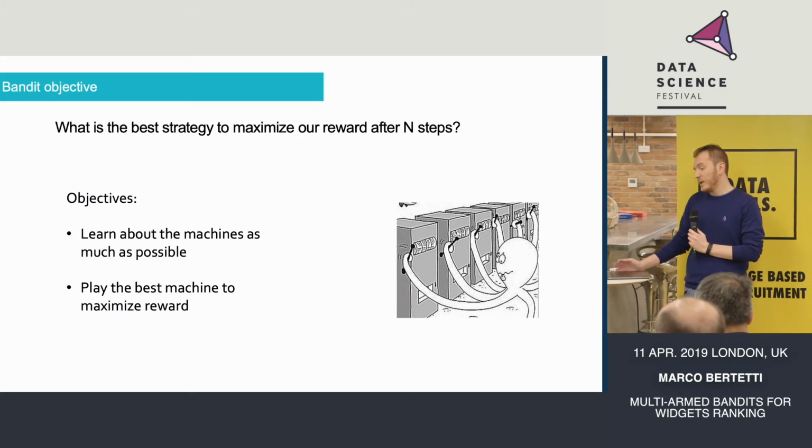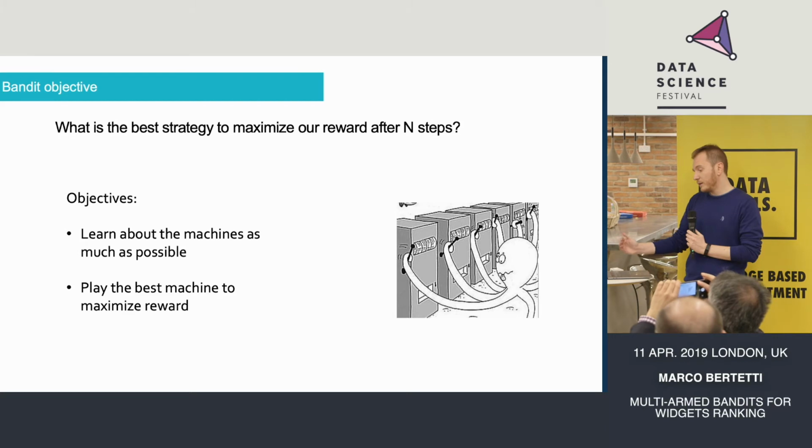In the Bandit case, the question you want to answer is: what's the best strategy to maximize your reward after a certain number of steps? You want to play your machines a certain number of times, and of course you want to play the machine or the combination of machines that will let you leave the casino with the most money.